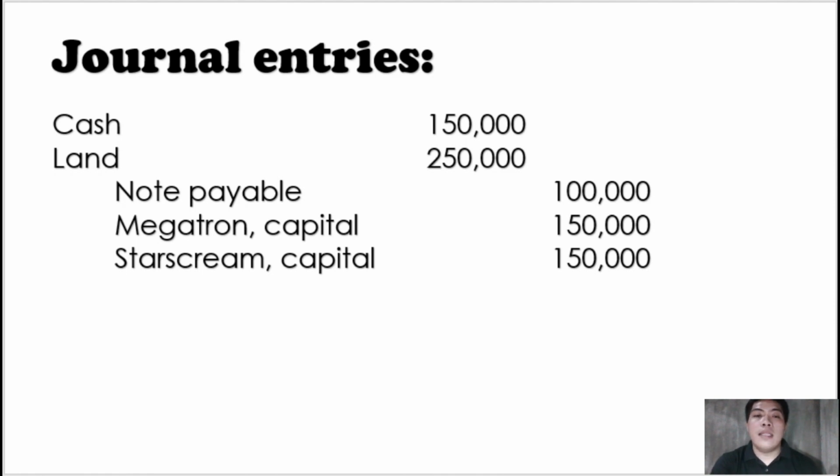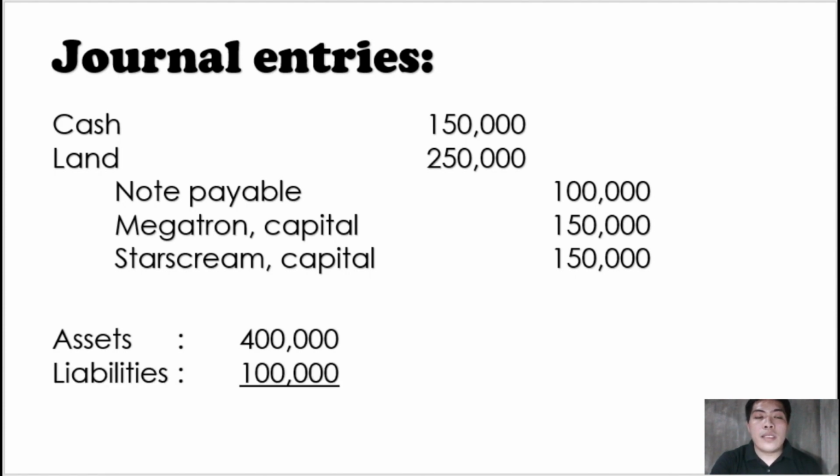This time, hindi natin i-credit at 250,000 yung capital ni Starscream. Bakit? Meron kasing assumed liability. So, yung magiging net capital niya, we have 150,000. The difference lang ng 250,000 na land at saka yung assumed liability na 100,000. So, at this moment, at this formation, assets, we have 400,000. Then, yung liabilities, 100,000. Yung pinaka-net capital natin, we have 300,000. Okay?